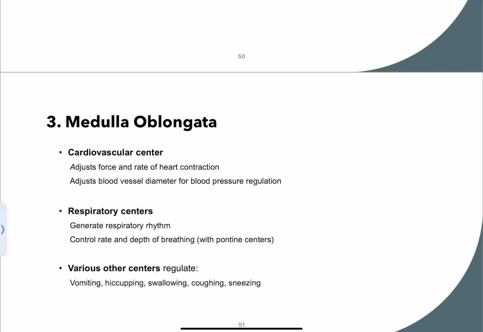If we're talking about the cardiovascular center within the medulla oblongata, this is going to help adjust the force and the rate of heart contraction in order to keep up with our body's needs. So how does it do this? Basically, it can change our blood vessel diameter. If we dilate our blood vessels, we can lower our blood pressure. If we constrict our blood vessels, we increase our blood pressure. So we can regulate our blood pressure and the contraction rate and force of our heart with this center inside of our medulla oblongata.